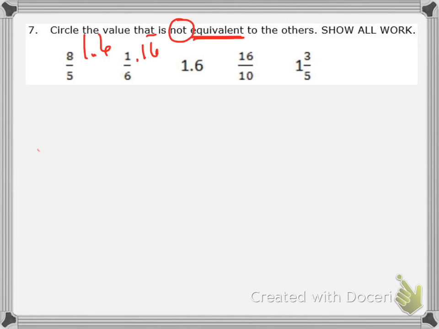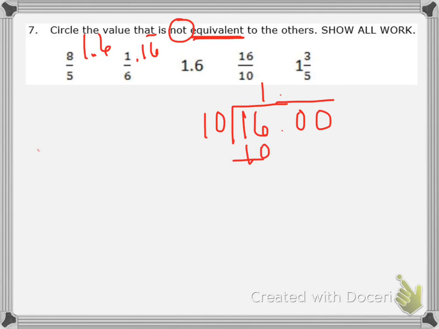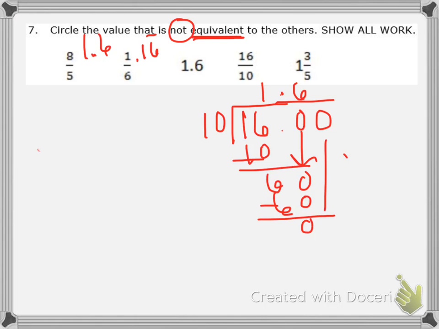Alright, so then you needed to convert 16 over 10, excuse me. So you're going to do 16 divided by 10. Does 10 go into 16? One time. Bring down your 0. 10 into 60 would be 6. 6 times 10 is 60. And you have nothing left over, so you could keep going, but you can see that 16 over 10 is 1 6/10, and then 1 3/5.